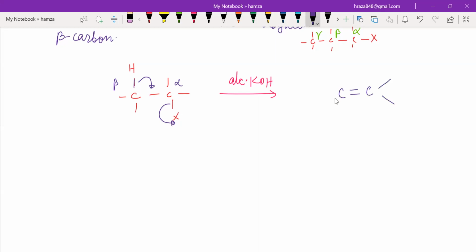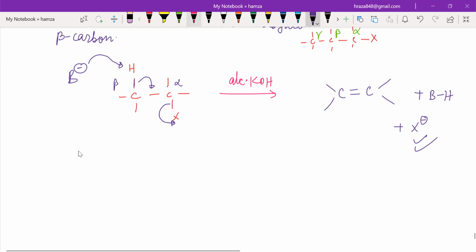And now you can see these two bonds are like this, and there will be a negative, that means basically a nucleophile, that will associate with hydrogen. So it will be BH, and this X minus. Please write it and let me know. Then I will give other examples. B is for base. That means nucleophile, you can call it an electron rich species. And this X is leaving.